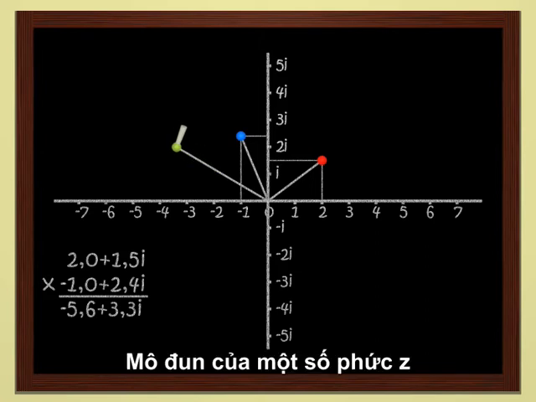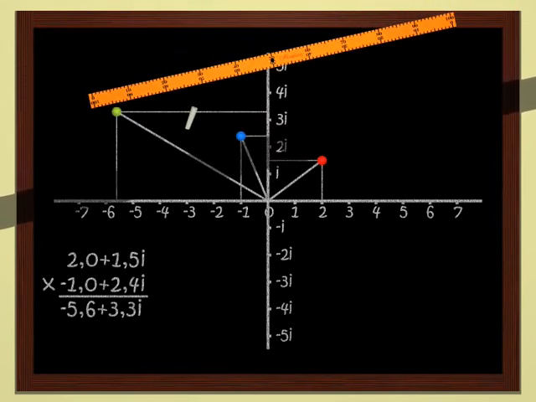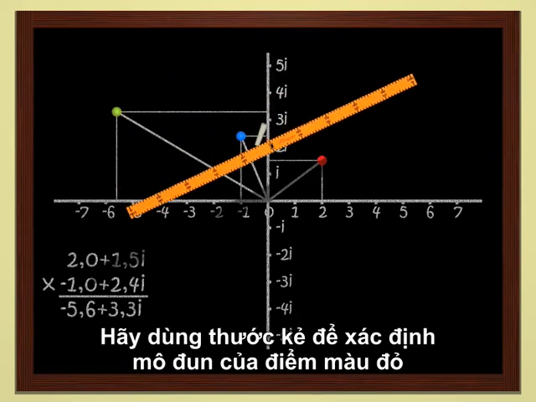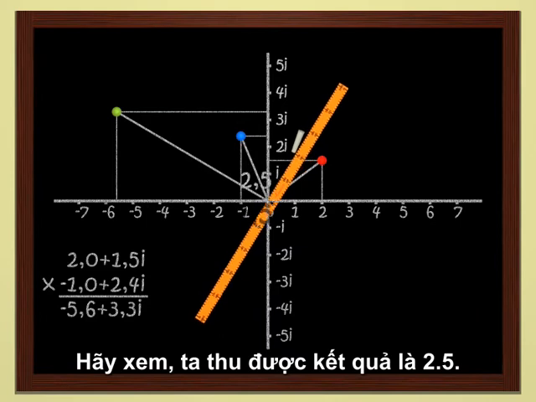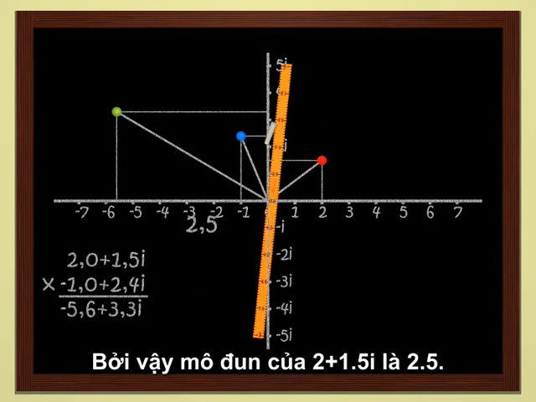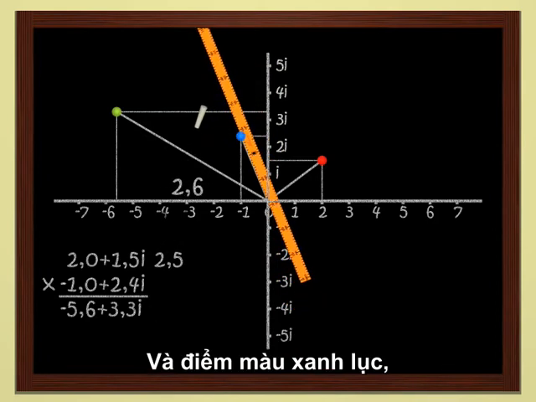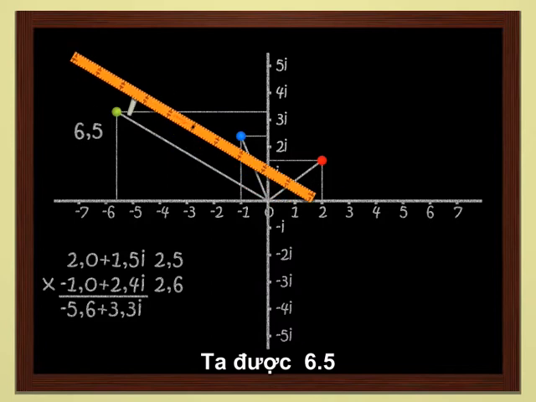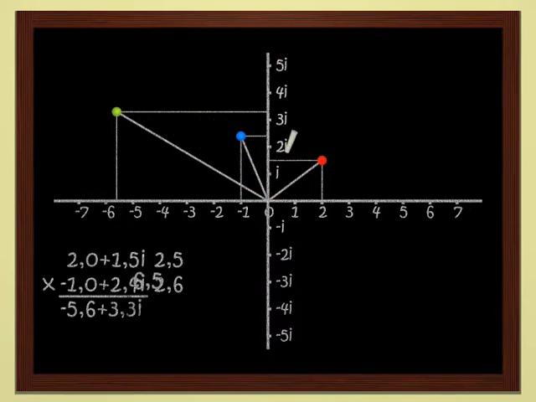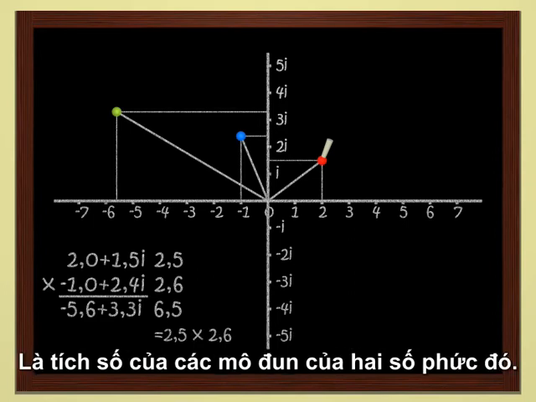The modulus of a complex number z is just the distance from the origin to the point that represents z in the plane. Let's use the ruler to determine the modulus of the red point, which is 2 plus 1.5i. Let's see. It measures 2.5. The modulus of 2 plus 1.5i is therefore 2.5. For the blue point, I get 2.6. And for the green point, which is the product of the 2 points, I have 6.5. As a rule, the modulus of a product of two complex numbers is just the product of the moduli of the two numbers.